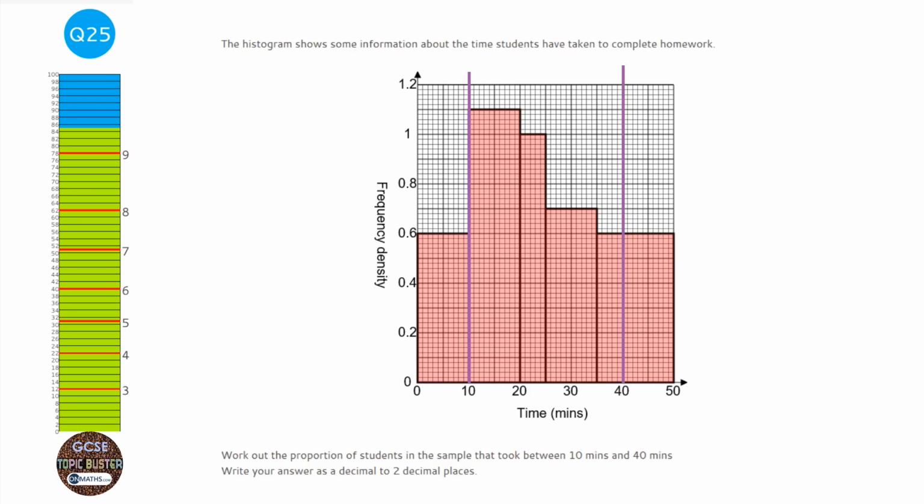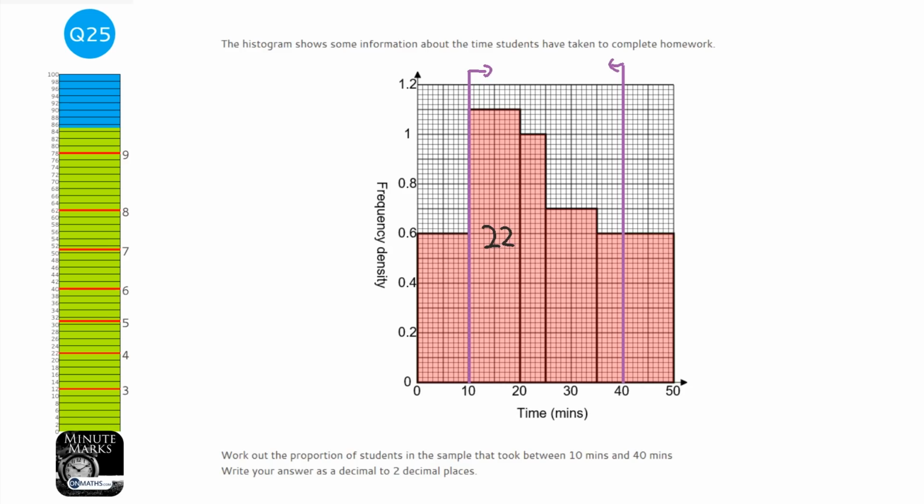So we need two things. We need to know, first of all, how many big squares there are between those two, 10 and 40. And we need to know how many there are in total. So let's just have a count. 1, 2, 3, 4, 5, 6, 7, 8, 9, 10, 11. So that's 11 twos. So that's going to be 22 in that rectangle.